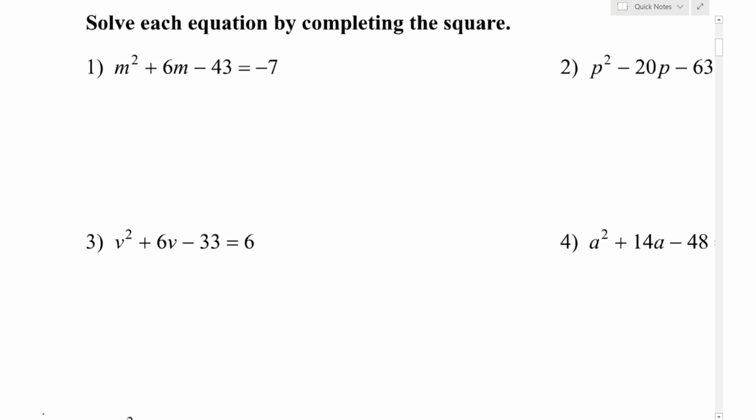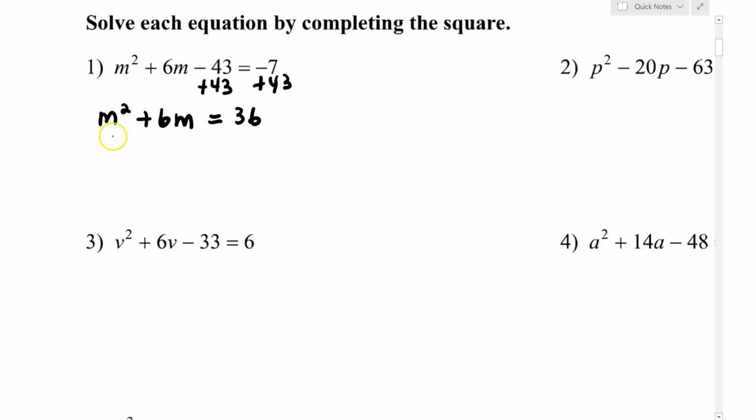We're going to solve number 1. We have m squared plus 6m minus 43 is equal to negative 7. We're going to solve it by making the left-hand side a perfect square. Before we do that, we're going to add 43 to both sides. So you have m squared plus 6m equals 36.